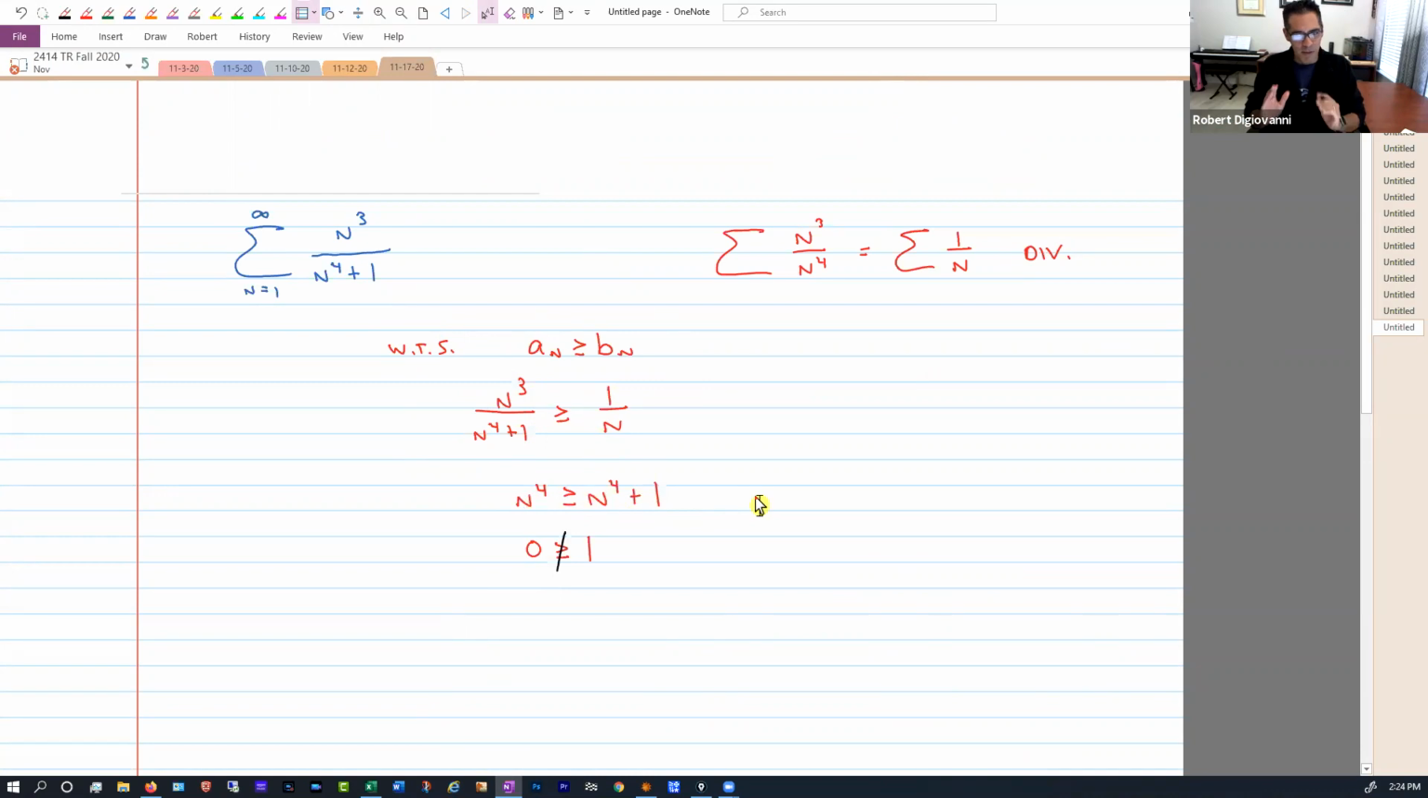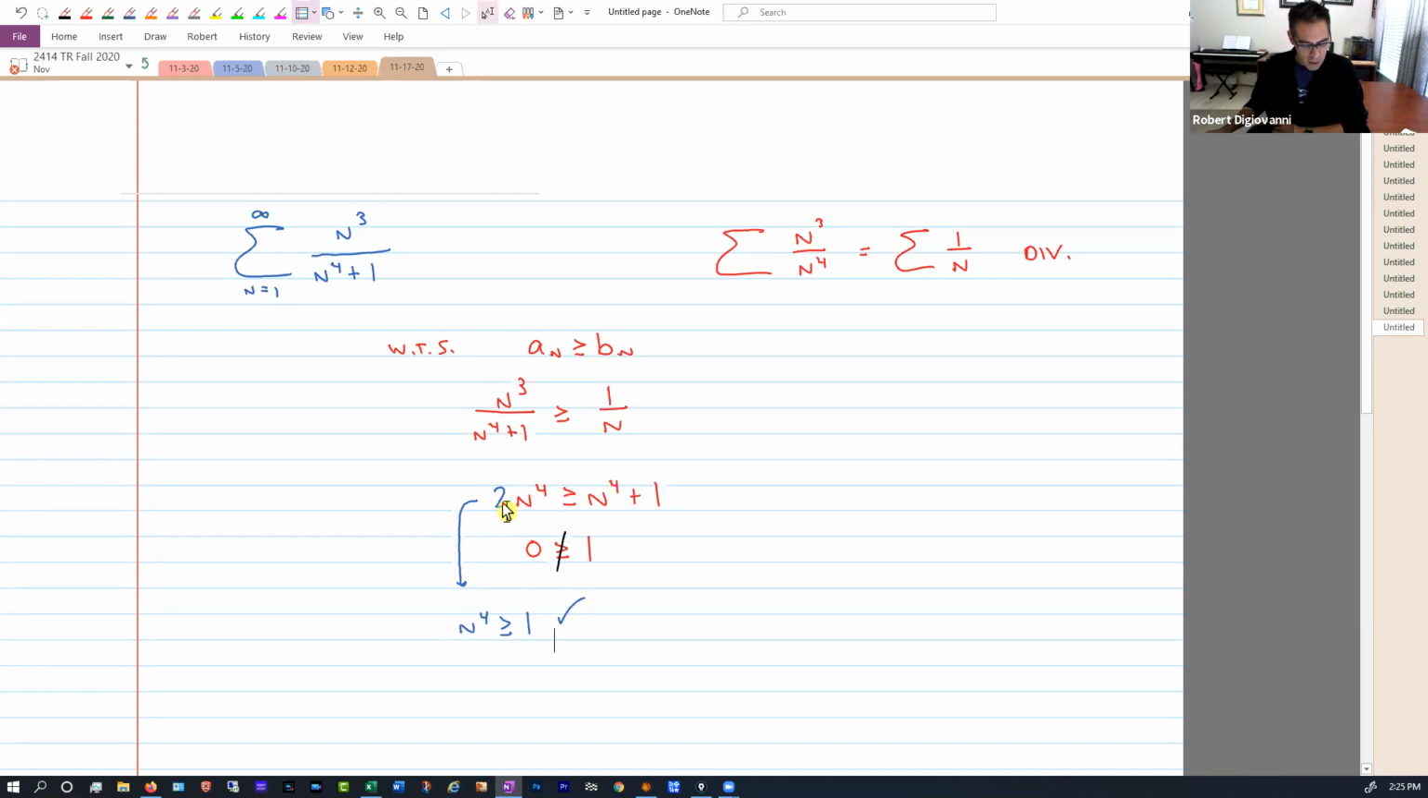You're going to be pissed at me for doing this. Watch. Do you agree that this would have worked had that been a 2, maybe in front of that n to the fourth? Think about it. If it had been a 2, then the next line I would have subtracted n to the fourth on both sides, right? And then I would have had n to the fourth is bigger than or equal to 1, and that would have been true, right?